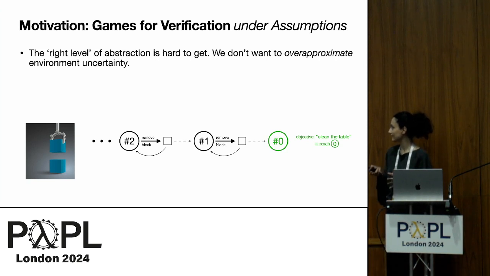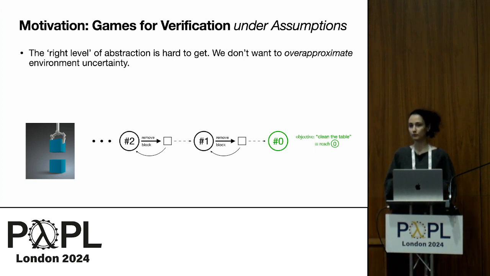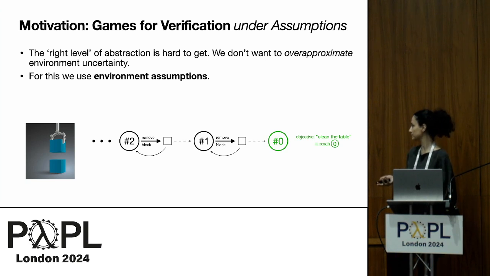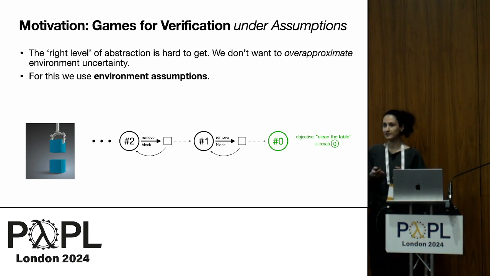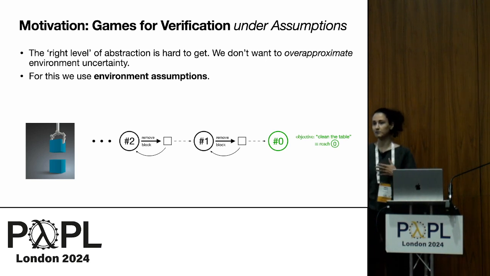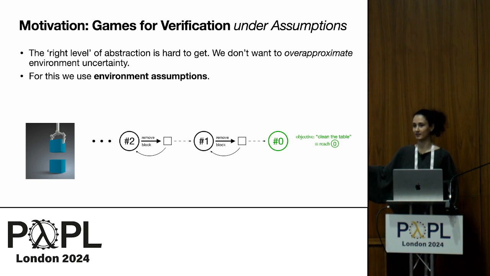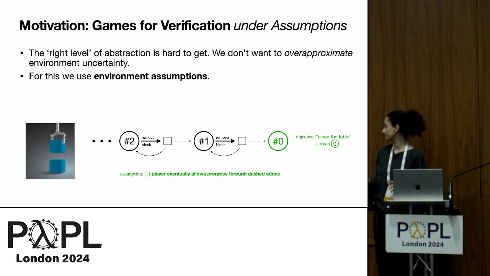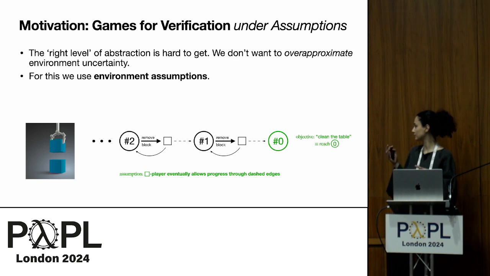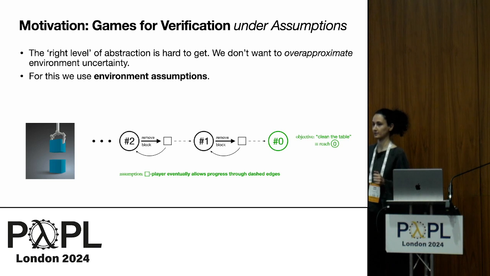Getting the right level of abstraction is hard, and we don't want to over-approximate environmental uncertainty. One tool we use for this is called environment assumptions. These assumptions are something that we assume the environment satisfies, and we ask whether we can win the game, given that the environment satisfies these assumptions. As you can see, some of the edges have turned into dashed edges, and these will carry the environment assumptions. We assume that whenever a square player node is visited infinitely often, it will eventually let it progress through its dashed edges.